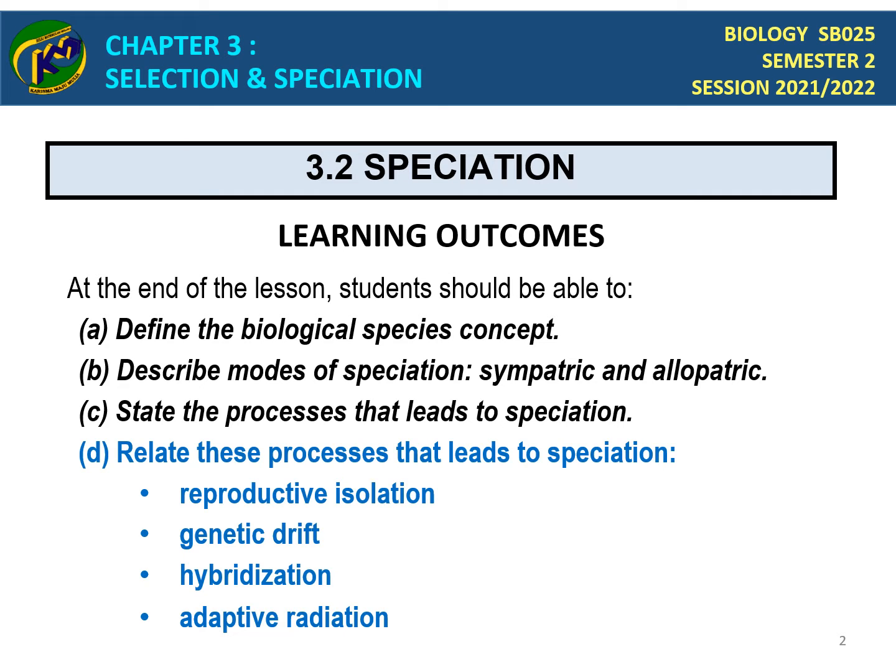So the learning outcome for the subtopic is to define the biological species concept, describe modes of speciation, state the processes that lead to speciation, and relate these processes that lead to speciation, the reproductive isolation, genetic drift, hybridization, and adaptive radiation.